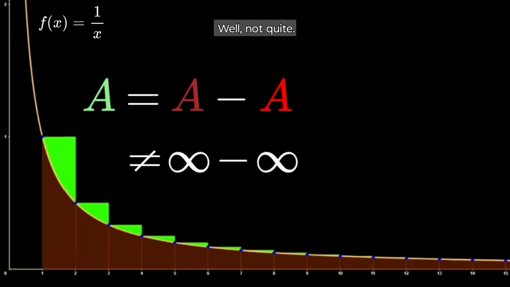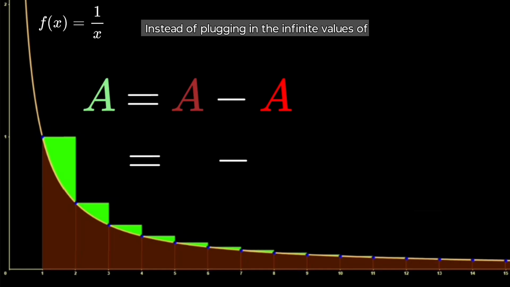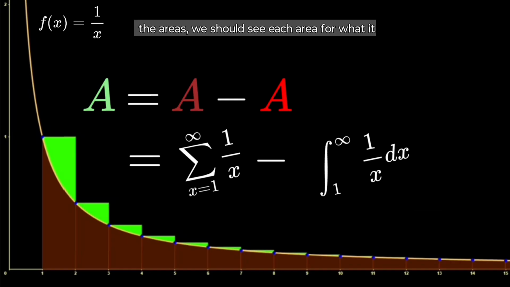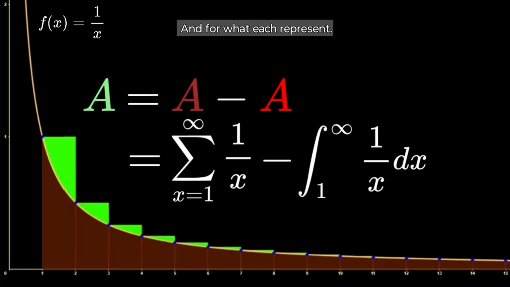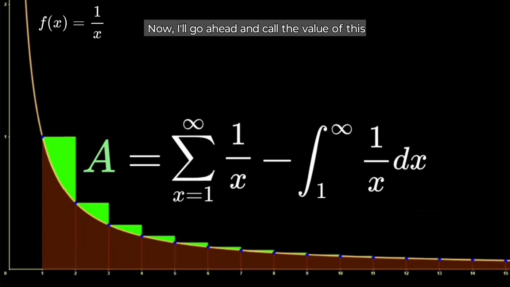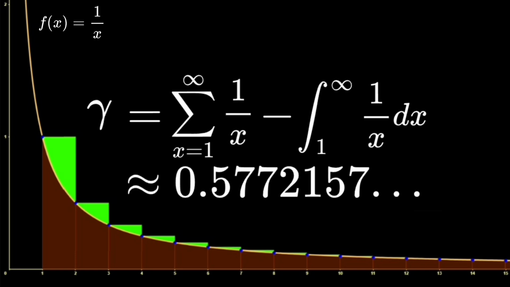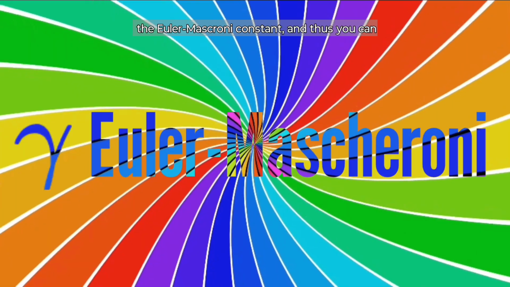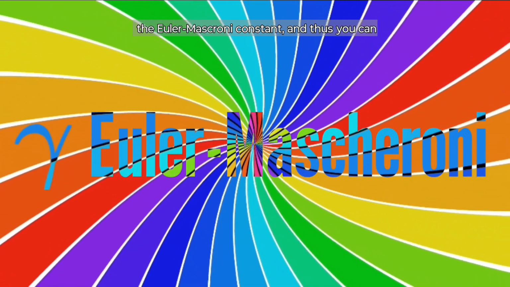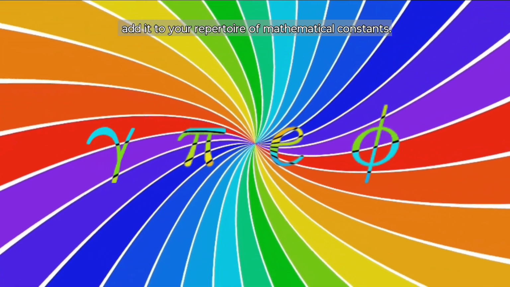Well, not quite. Instead of plugging in the infinite values of the areas, we should see each area for what it is, and for what each represents. Now I'll go ahead and call the value of this area gamma, and as it's often the case in mathematics, and against our intuition, this turns out to converge to a number. And this is exactly what we were looking for, the Euler-Mascheroni constant. And thus, you can add it to your repertoire of mathematical constants.